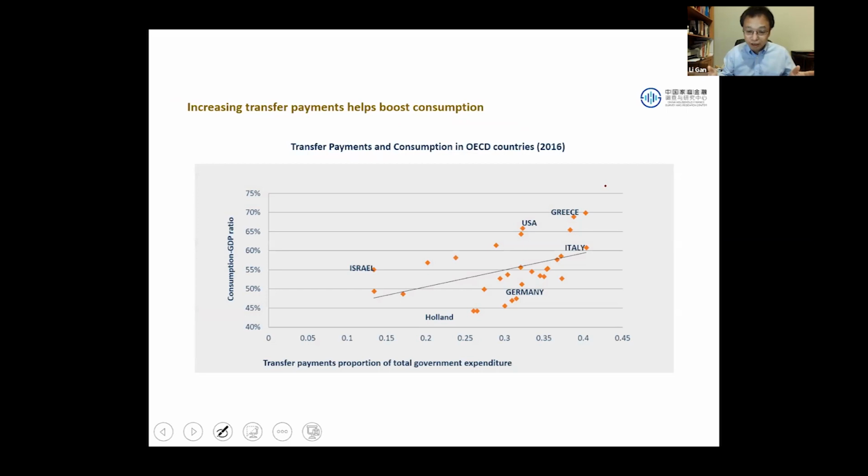Increasing the transfers not only can reduce the poverty, but also can increase the consumption. This is the consumption ratio to GDP, which is highly correlated. It's clearly correlated, and this is pretty standard.